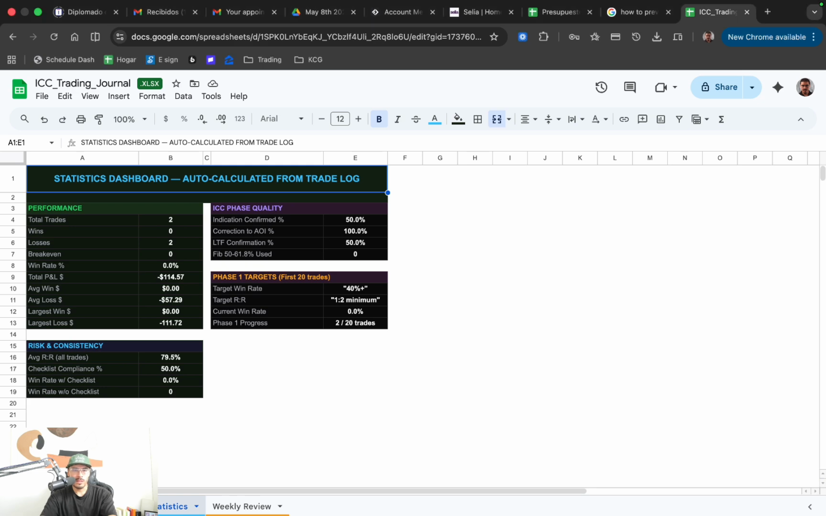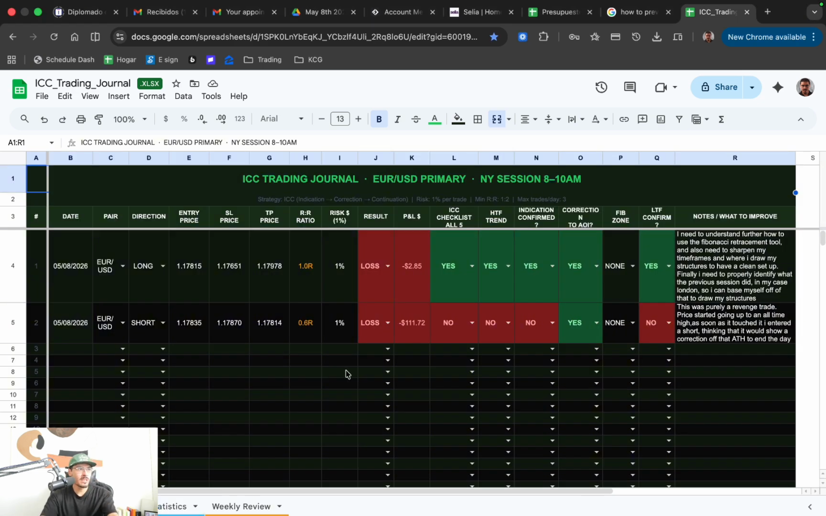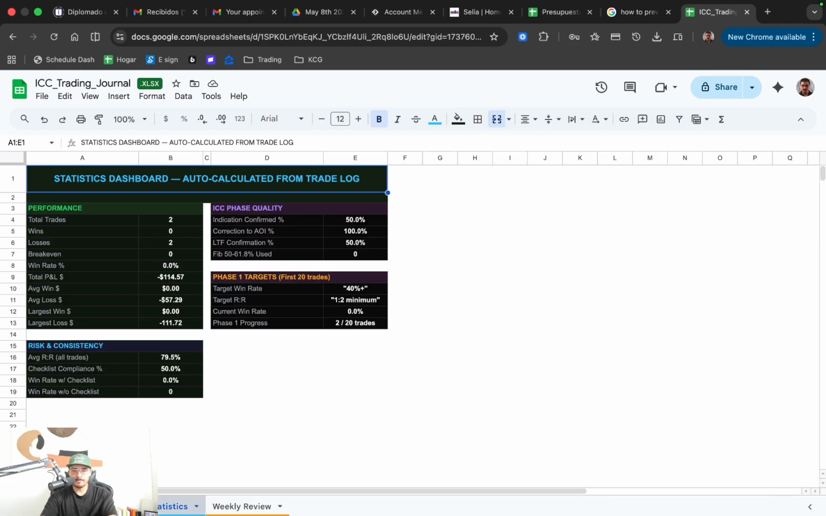So this is my log. This is my journal. I'm journaling my trades with the checklist of the ICC method, and I have to get to 20 trades, and I feel like that will be enough data to see my win rate and be like, okay, I'm ready for a 10K challenge, for example. Try my luck with a 10K challenge and see where that takes me.